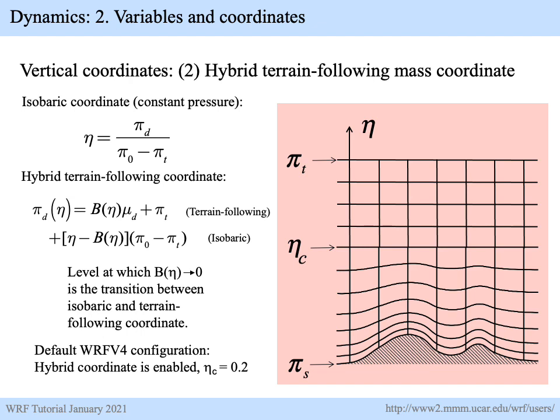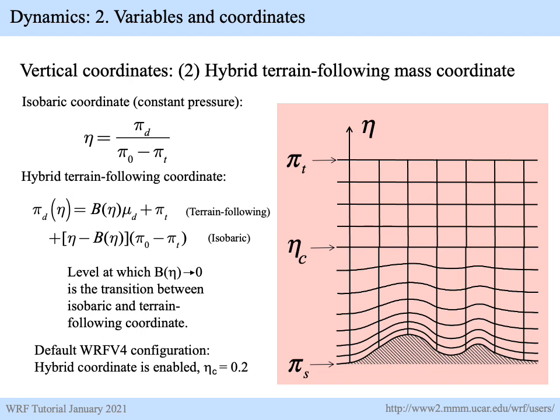The second option available in ARW, Advanced Research WRF, which is the default for the real data cases, is to use a hybrid terrain-following mass coordinate. And that hybrid coordinate is essentially defined in the second equation on this slide, which defines the pressure pi for the dry atmosphere d used in the coordinate, what its value is at a given level. And it's more general than the equation you saw on the previous slide for the traditional terrain-following coordinate.